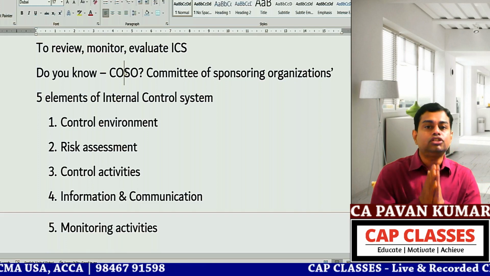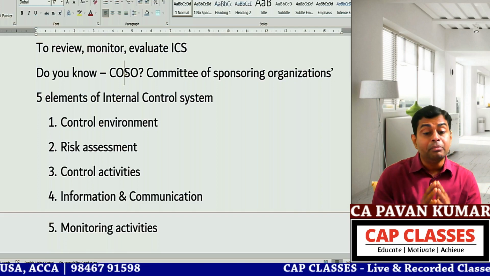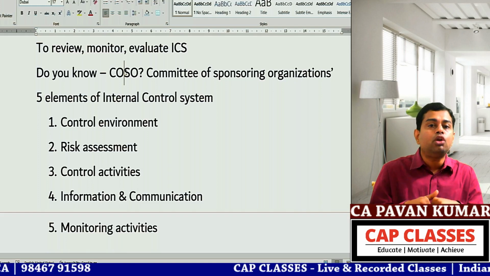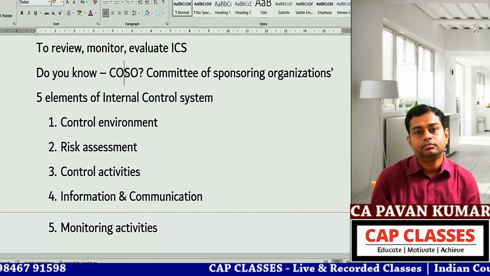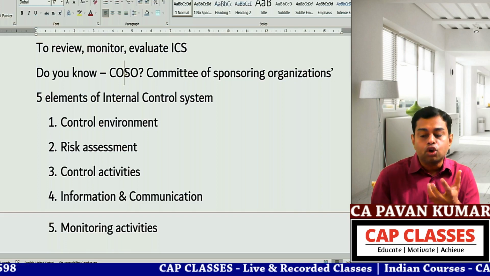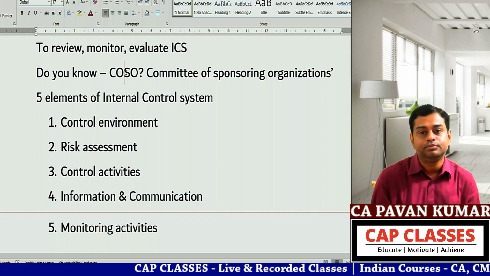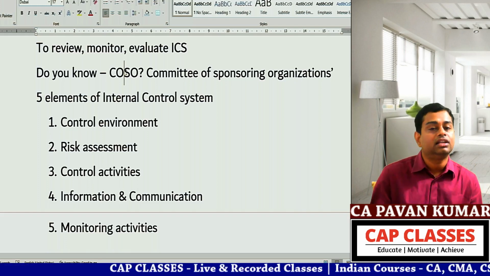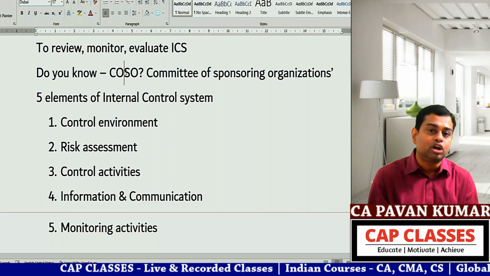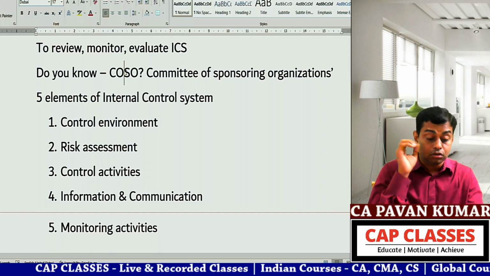Even in India, we follow the same COSO framework, but the majority of people do not know that the framework we are following came from COSO. That means you are reading two lines, but you do not know that they have come from the Bhagavad Gita. You are reading something, but you do not know it came from a holy book. The same thing is happening here also.